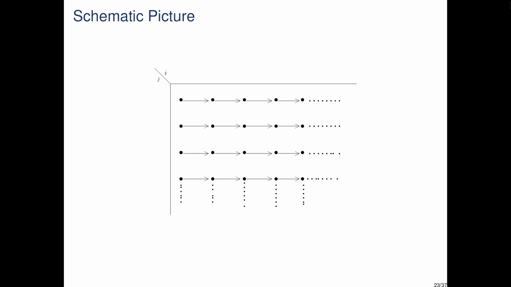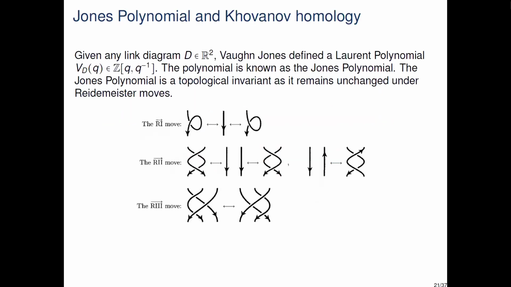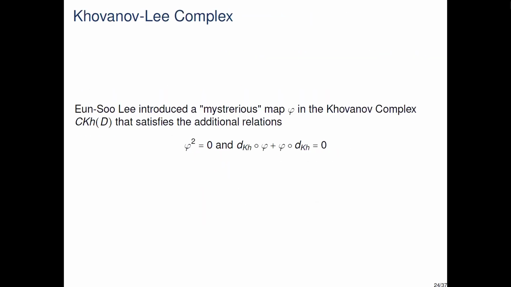If I just go back, it's like the normal graded Euler characteristic, and then I track exactly at which height it appears, q to the power j, and you are summing over i comma j, and that exactly gives you the Jones polynomial. So that's the Jones polynomial for you. Okay, so now that's how the story actually ends.